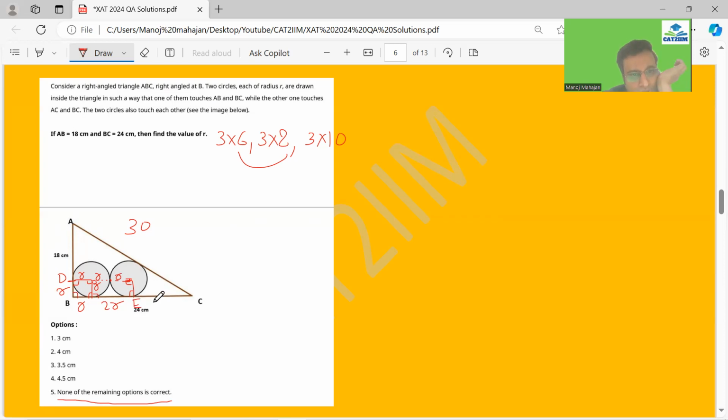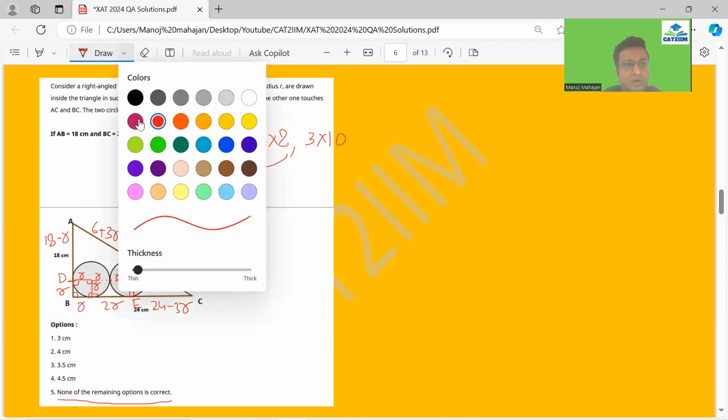So 24 is total. So EC would be nothing but what? 24 minus 3R. And let me put this point as F. So EC and CF are equal. So that's nothing but 24 minus 3R. And total is 30. So this should have been what? AF is 6 plus 3R. Now don't think that AD and AF would be equal, right? Because these are not the tangents to the same circle, right? So that could be one blunder being done by the student. So that's nothing but 18 minus R. Now maybe you can get stuck out here, right? Let's see what we could have done.